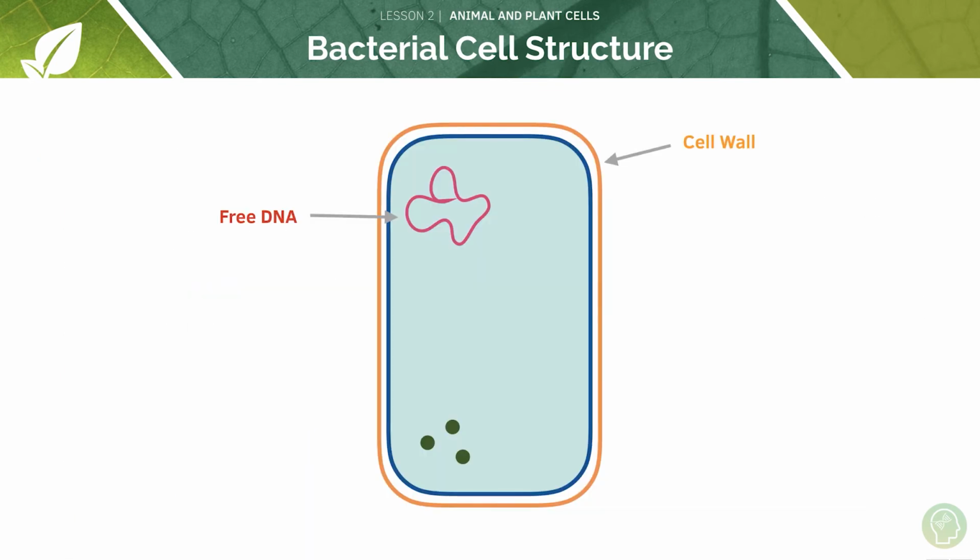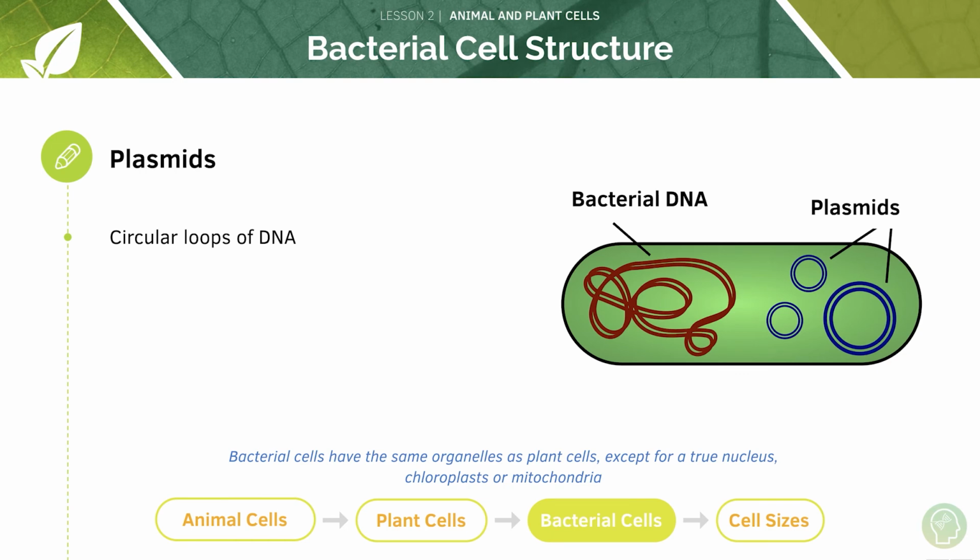Right, so we've got our cell wall, our free-floating DNA, and we also have these green structures here, which are called plasmids. So plasmids are circular loops of DNA that just float around in the cytoplasm, similar to the loops of DNA that we came across earlier, except plasmids contain additional genes.